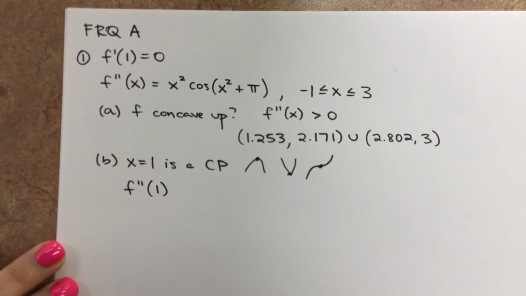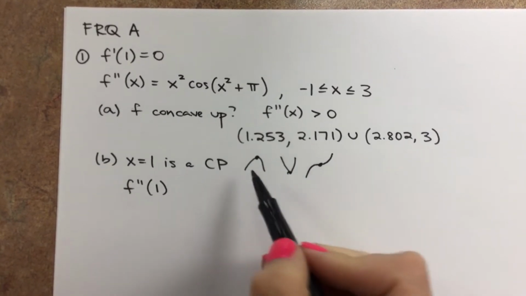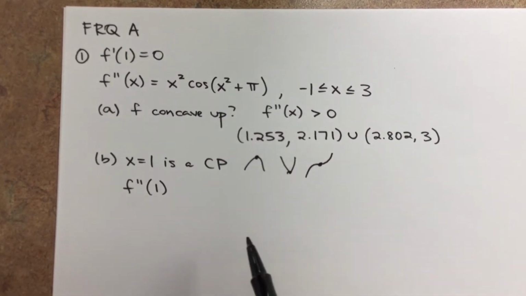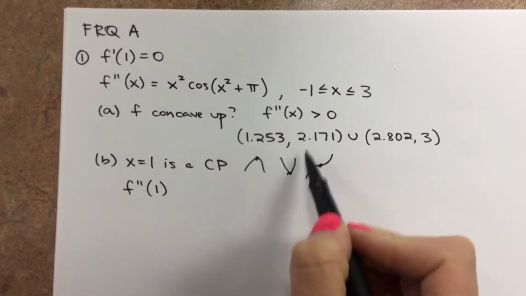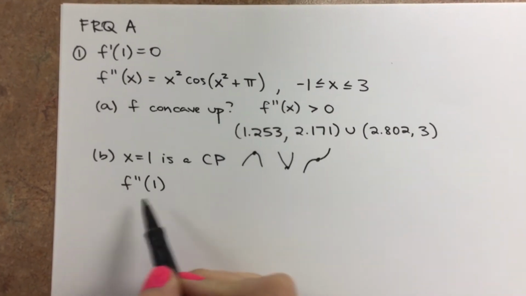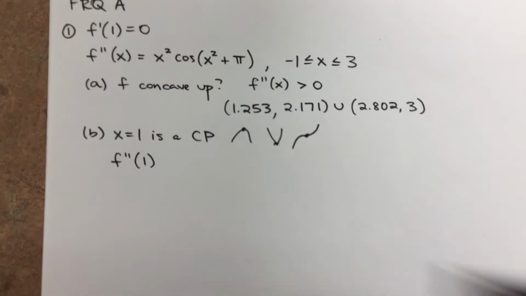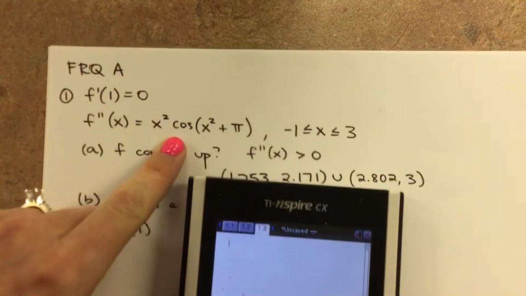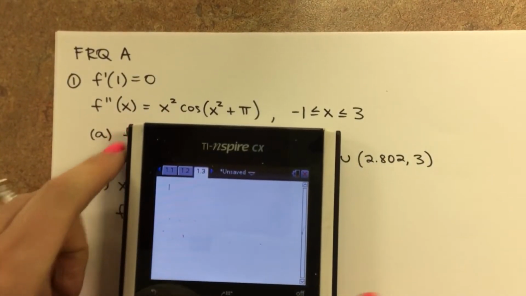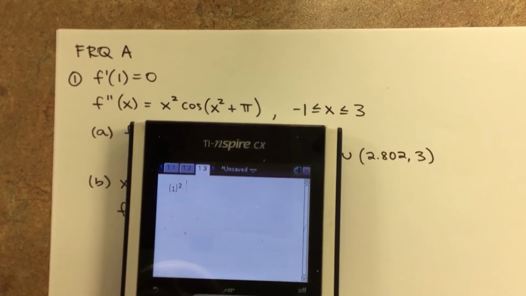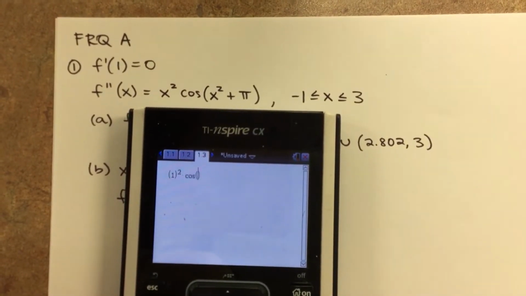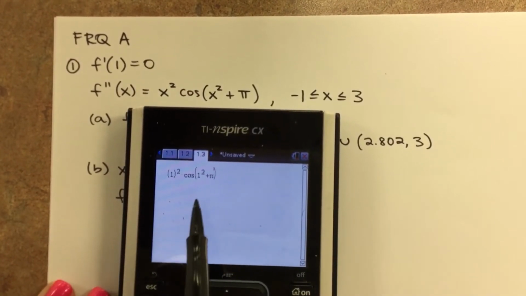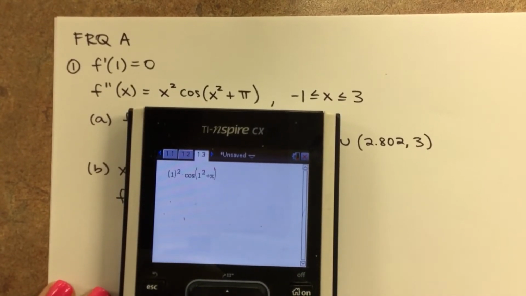The reason we want to bring in the second derivative is something called the second derivative test. If our second derivative makes the graph concave down, our critical point would be a max. If the second derivative makes our graph concave up, that critical point would be a min. So we want to know this value, and because we have a calculator, we can just plug that point right in. All right, so I'm going to look at a calculator page, and we're going to plug it into this function right here. So x squared becomes 1 squared. Multiply that by the cosine of x squared, or 1 squared, plus pi. Okay, so make sure it looks exactly like your equation does, and then go ahead and press enter.